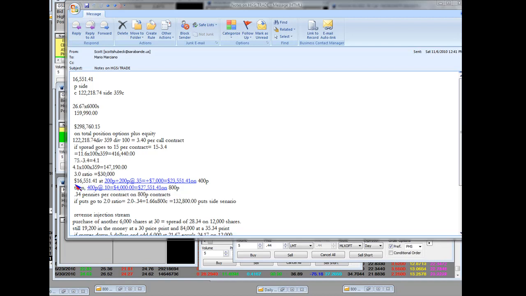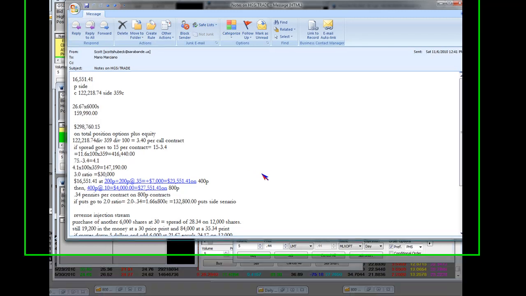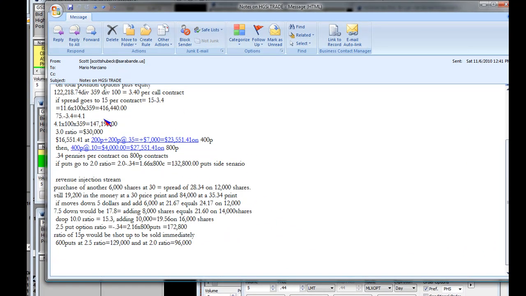I know the numbers might be confusing because of the structure of it. But nonetheless, what we wrote down here in our footnotes is that $16,551.41 at 200 puts plus 200 puts at 35 cents equals $7,000 more. So we would have a total of $23,551.41 if we take our other 200 put options at 35 cents. That's the total put exposure in the account. Then there's 400 puts at $4,000. That's $27,551 for a total of 800 puts if we can get them.